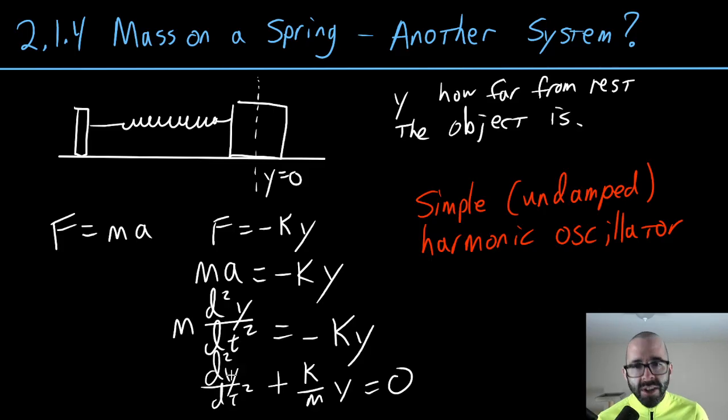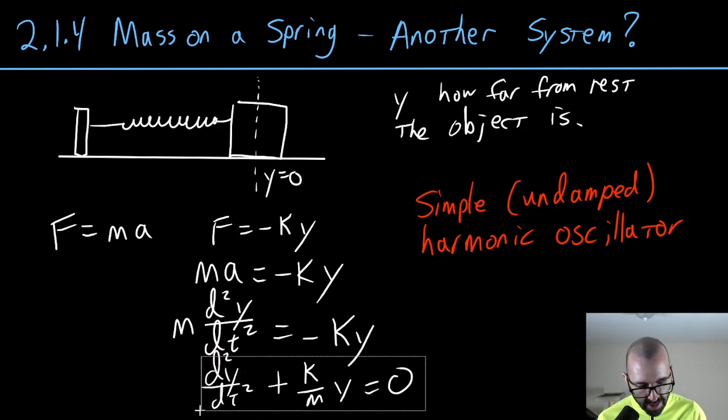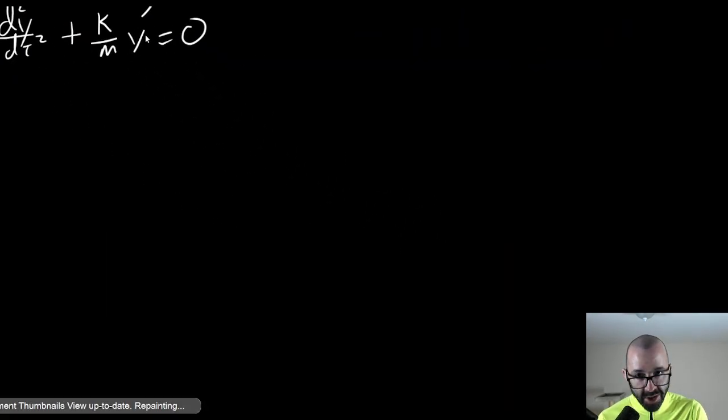This looks like one differential equation. It's a second order differential equation, right? There's a second derivative, but this does not look like a system. Well, just you wait.